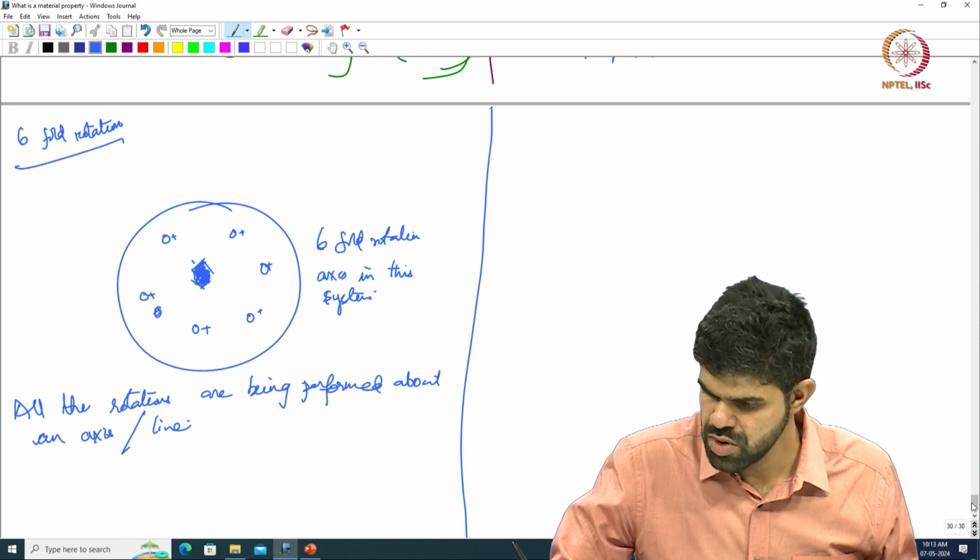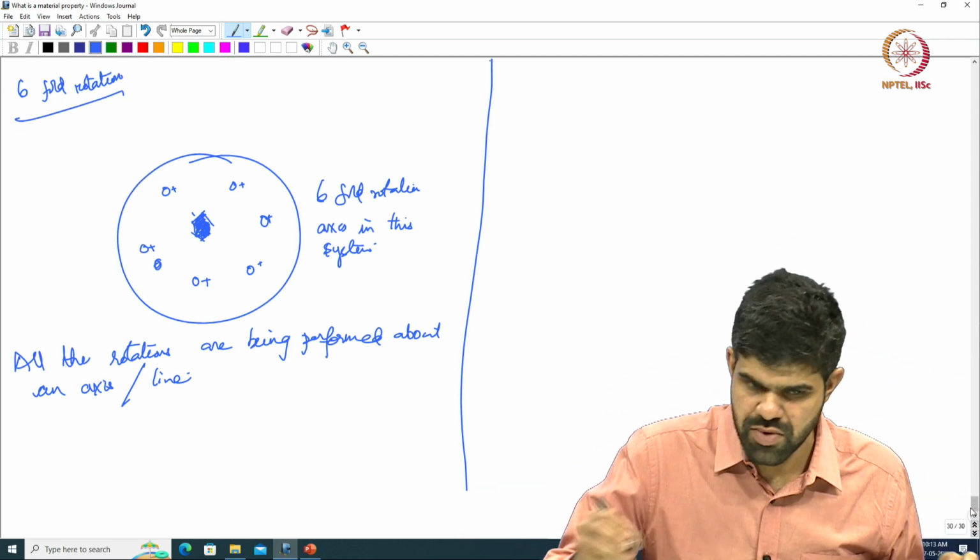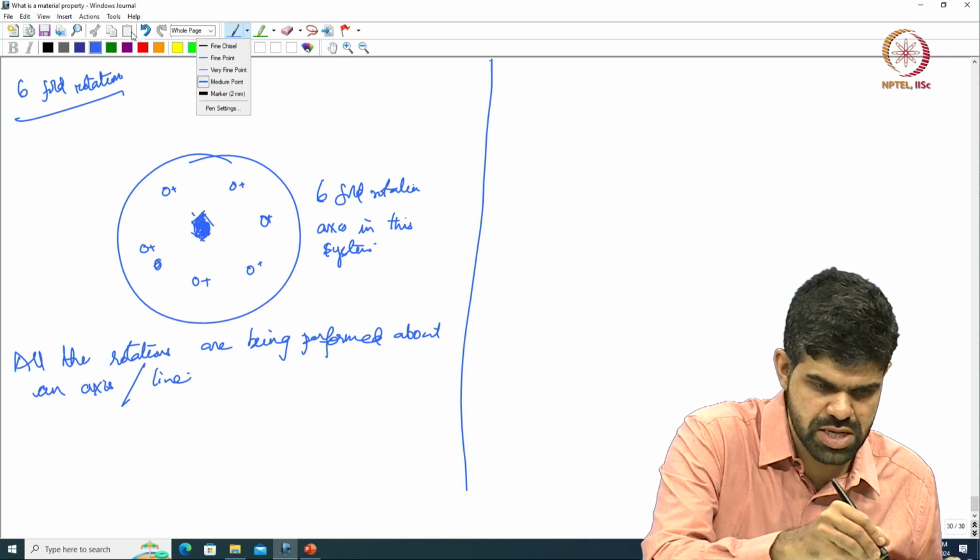All right. So now why not 5-fold rotation? Why do we not talk about 5-fold rotations, right?